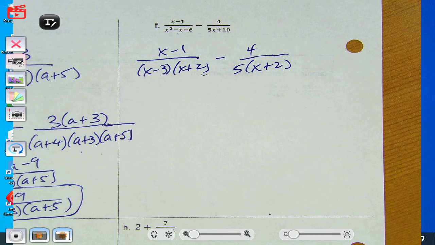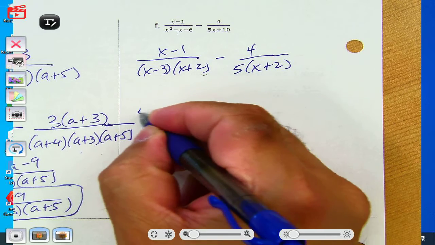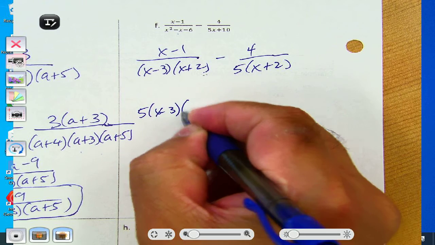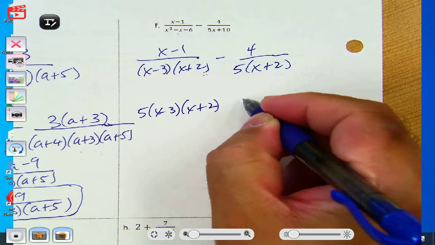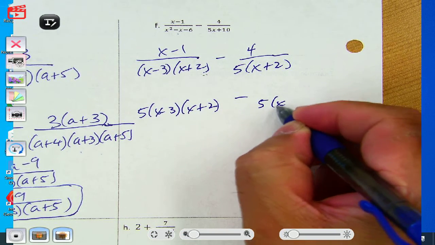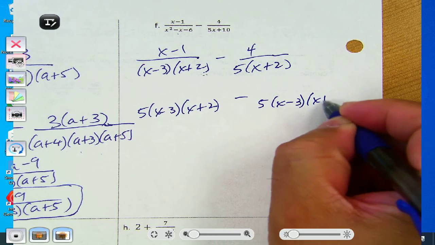So, what's the least common denominator? X minus 3, x plus 2, and the 5. Alright, so 5, x minus 3, x plus 2 for the first one. 5, x minus 3, x plus 2 for the second one.